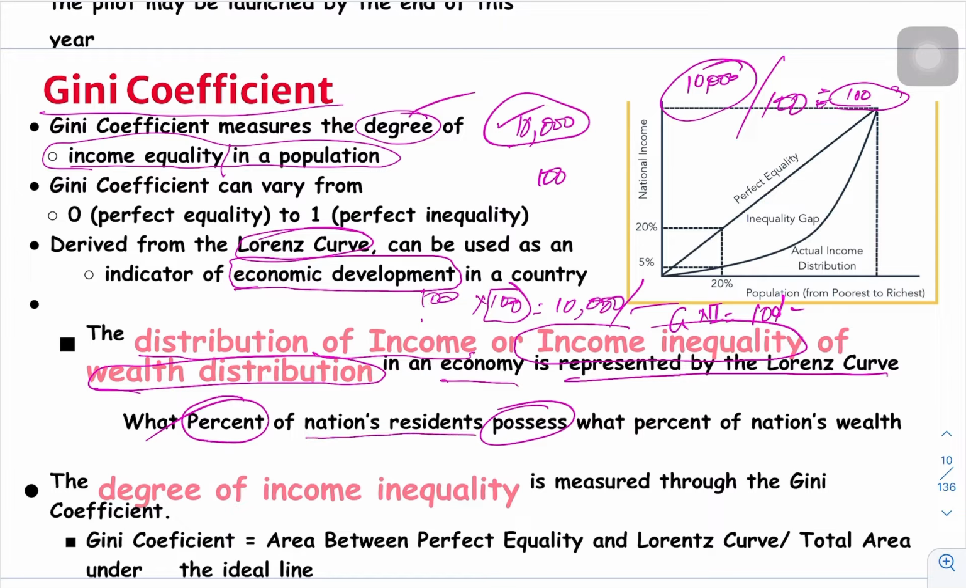What percentage of the nation's residents, not citizens, imagine, even if foreigners or refugees are living there, whoever it is, possess what percent of the nation's wealth? There was an Oxfam inequality report where in India 30% of the people possess almost 70% of the wealth, and only 1% of the wealth is being possessed by the 99%. So there was a lot of income inequality in India.